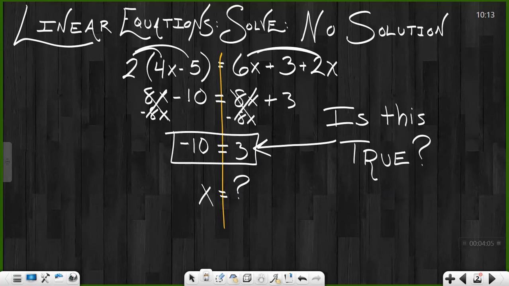Is negative 10 equal to 3? In other words, is the left side equal to the right side? Is that true? In this case, no, it is not, and that's why there is no solution in this case, because there's no value of x that will ever make negative 10 equal to 3.